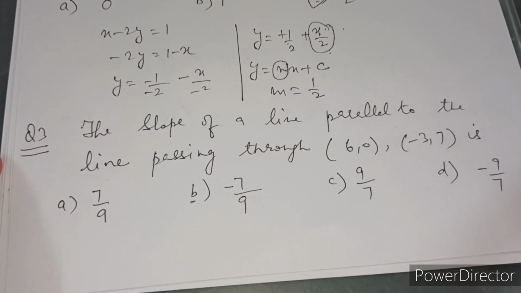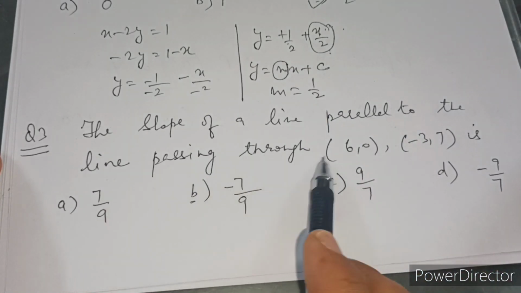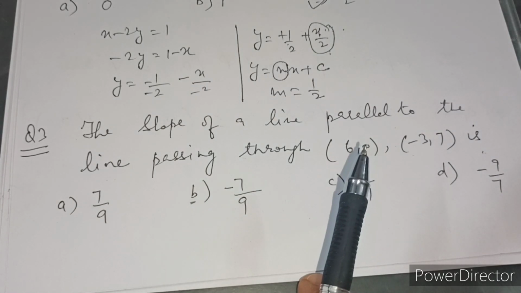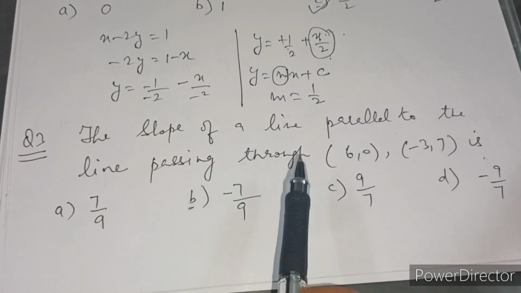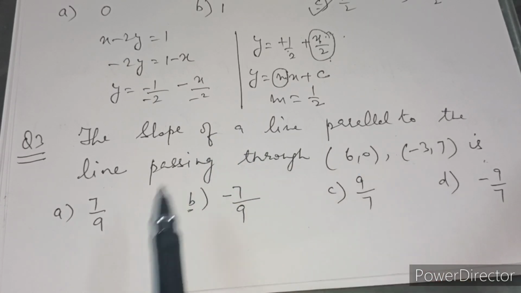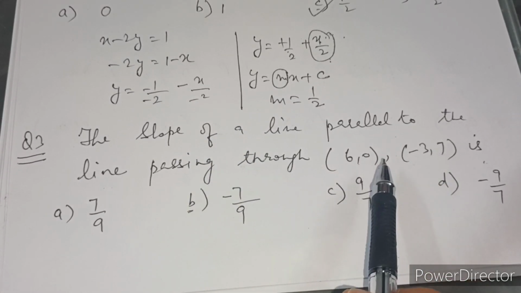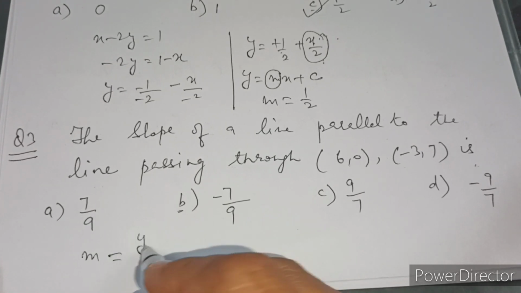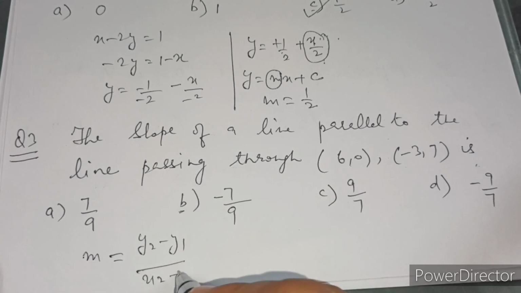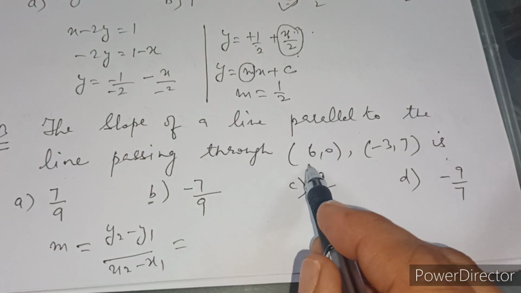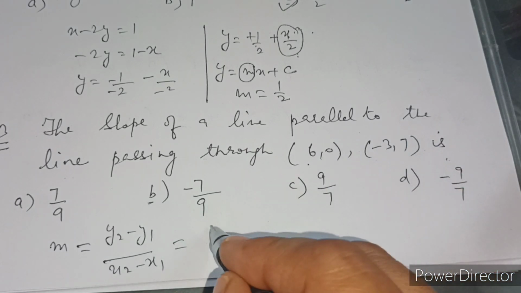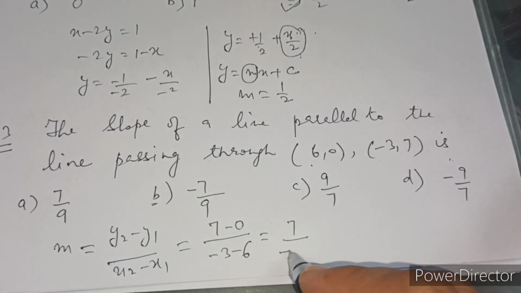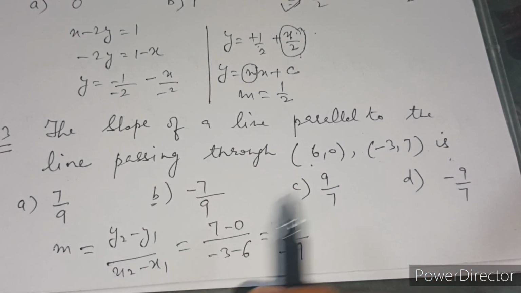Question number 3 says: the slope of a line parallel to the line passing through this point and this point. Earlier all the questions were where we needed to find the slope when the equations are given. Now in this question we need to find the slope of a line parallel to the line passing through these 2 points. You know very well how to find the slope of a line whose 2 points are given. The formula is y2 minus y1 upon x2 minus x1. Put the values. This is our x1 y1, x2 y2. So 7 minus 0 upon minus 3 minus 6, means 7 upon minus 9 is the slope of this particular line.